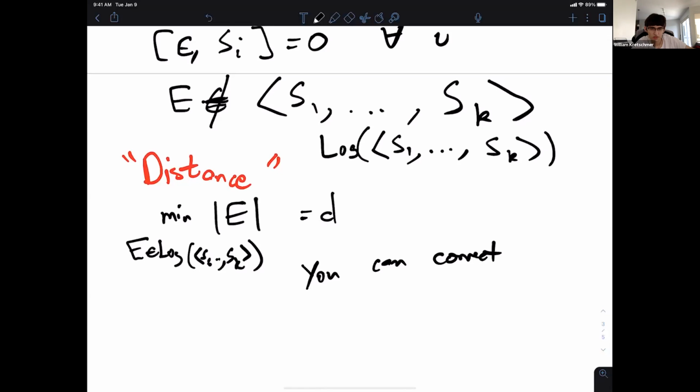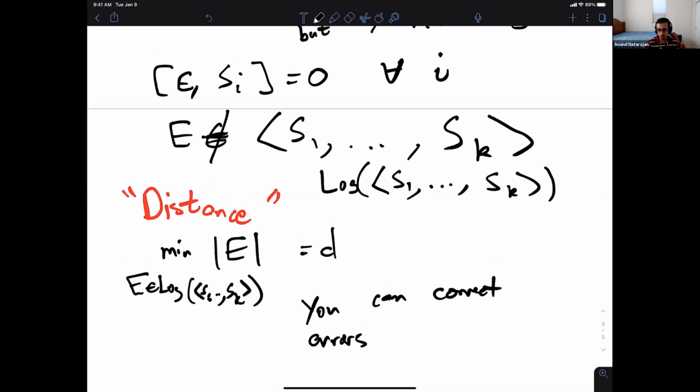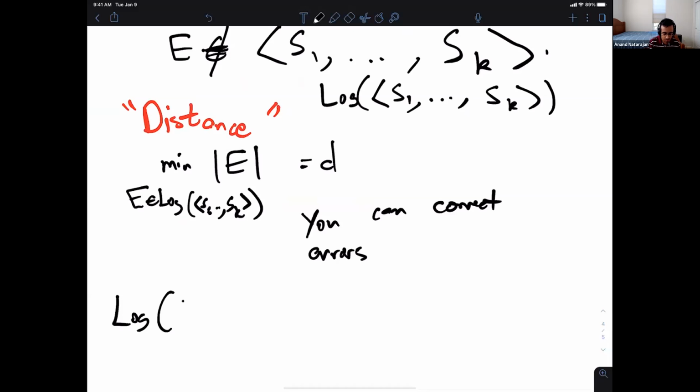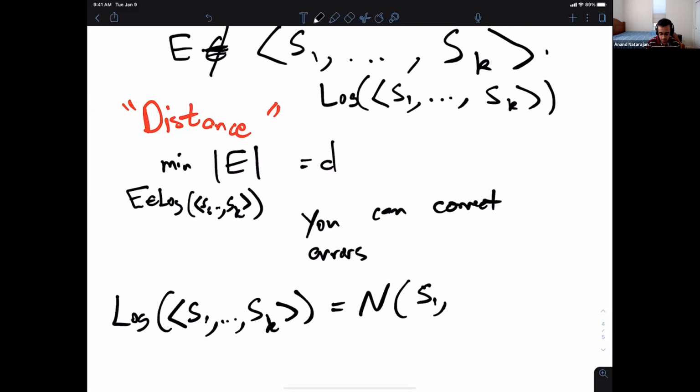Sorry, is this set not the same as just the group generated by S1 through SK? No, it's the normalizer. So it's everything in the Pauli group that commutes with S1 through SK, minus the group generated by S1 through SK. Yes, it's these two conditions here. It's the set difference, crucially, between the normalizer and the group generated by the stabilizers. Yes, that's right. Actually, let me write that down so that the logical set is defined as the normalizer set minus the group they generate.